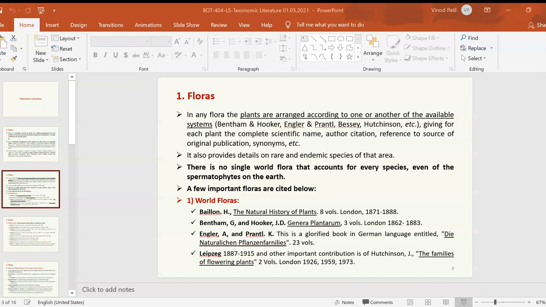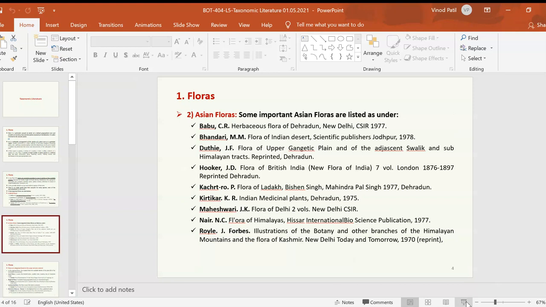Then Leipzig, one fellow, that Leipzig, and other important contributions of Hutchinson, like The Families of Flowering Plants. It was published in 2 volumes from the Europe and the European nations. And these are certain world floras, and the Asian floras.